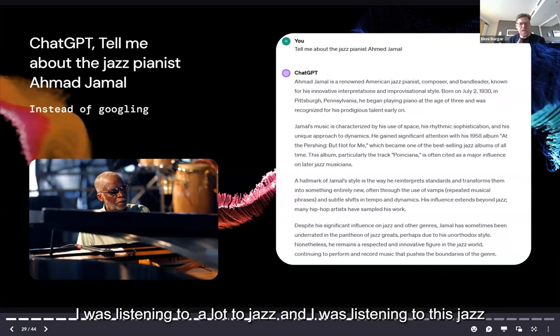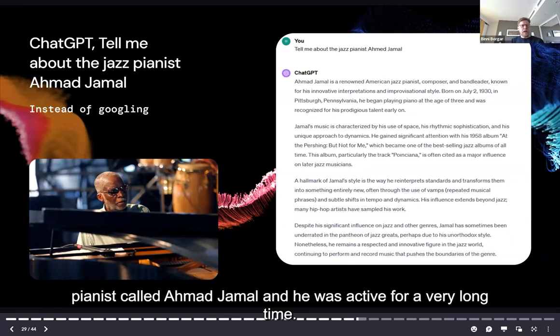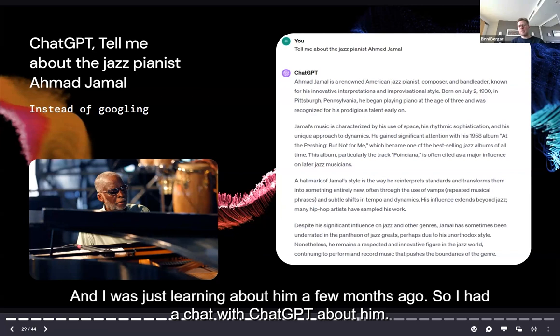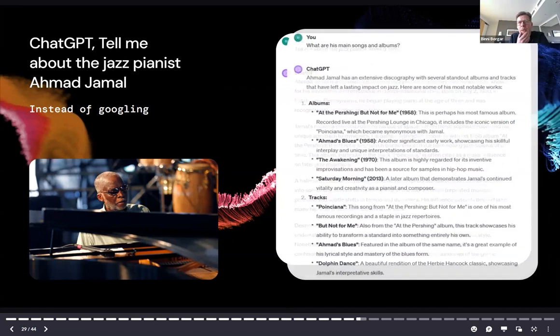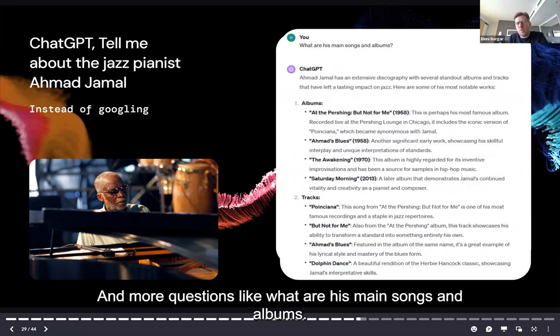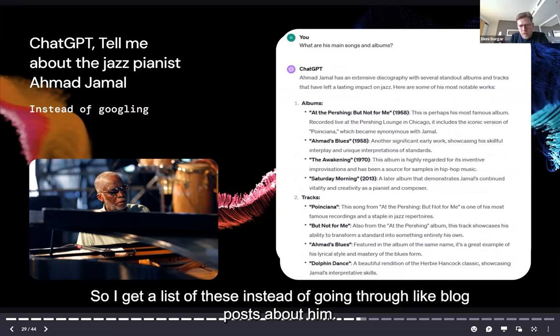I listen a lot to jazz, and I was listening to this jazz pianist called Ahmad Jamal, and he was active for a very long time. I was just learning about him a few months ago. So I had a chat with ChatGPT about him. Instead of Googling, I asked it to tell me about this jazz pianist, and more questions like, what are his main songs and albums? So I get a list of these.